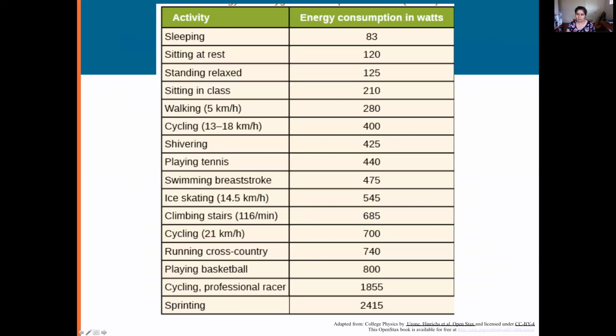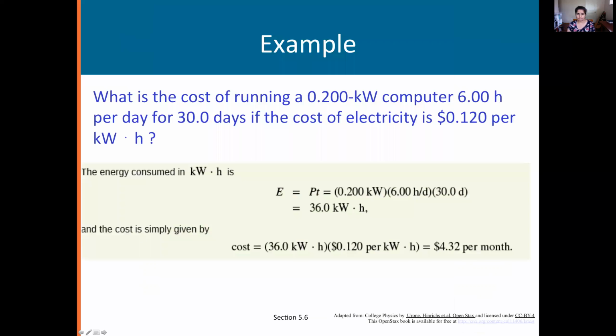Okay. So just to give you a flavor of how much energy is consumed per unit time when we are doing various activities, when you're sleeping, you're consuming 83 watts, okay? Over the same amount of time, if you are cycling, you're consuming 700 watts. And if you're sprinting, that's running quite fast, it is 2,415, okay?